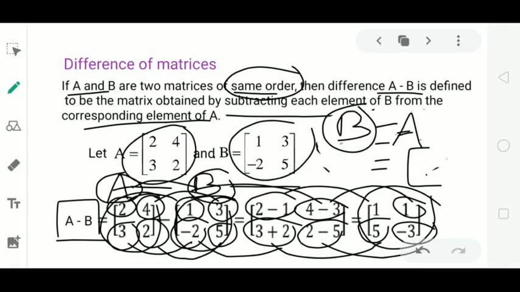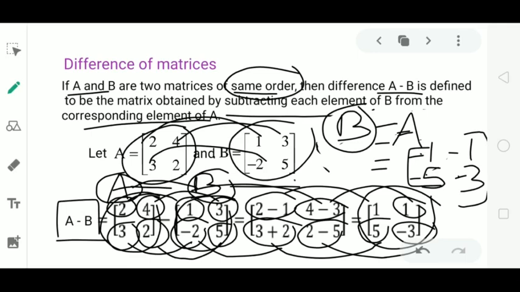B minus A means 1 minus 2, which is minus 1. 3 minus 4, which is minus 1. Minus 2 minus 3, minus 5. 5 minus 2, minus 3. You can also say it is just a negative of A minus B, because all elements in B minus A are multiplied by minus 1. In this way, we find difference of matrices, and this makes clear that here A minus B is not always equal to B minus A.